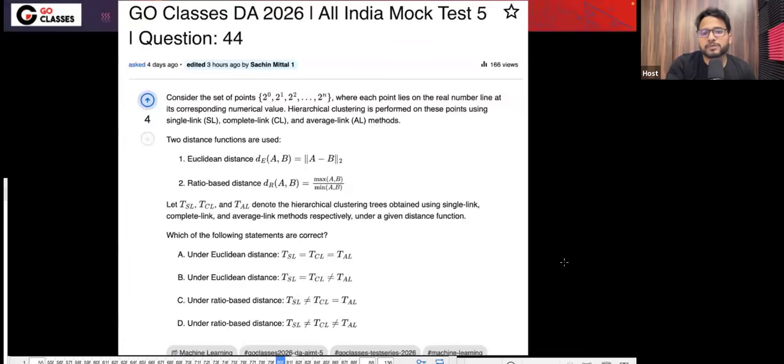Anyway, so basically you have these points. Then distance means Euclidean distance. Distance is also basically subjective. Now Euclidean distance will keep on increasing, and there is something called ratio based distance. Now they are saying that you apply hierarchical clustering and let TSL, TCL, and TAL denote the hierarchical clustering trees obtained using single link, complete link, and average link methods under a given distance function. So which of the following are correct under Euclidean distance, whether all are equal or something like this? So that's what they're asking, right?